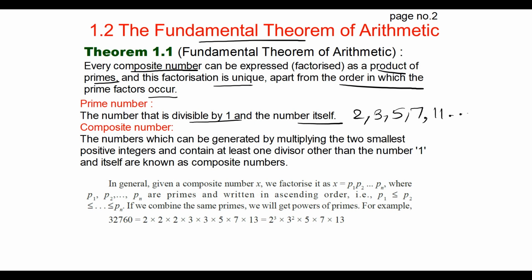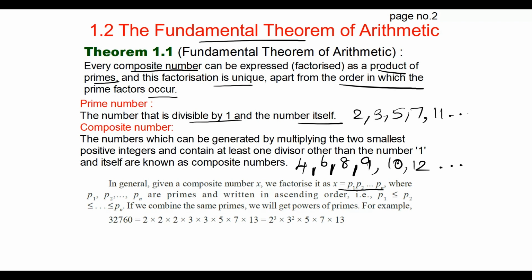For example, 2, 3, 5, 7, 11 are all prime numbers. These numbers are divisible only by 1 and the number itself. The numbers other than the prime numbers we call composite numbers. These composite numbers will have more than one factor. For example, 4 is divisible by 2, and also by 4. 6 is divisible by 2 and 3. So if it has more than one factor, then we call it a composite number.